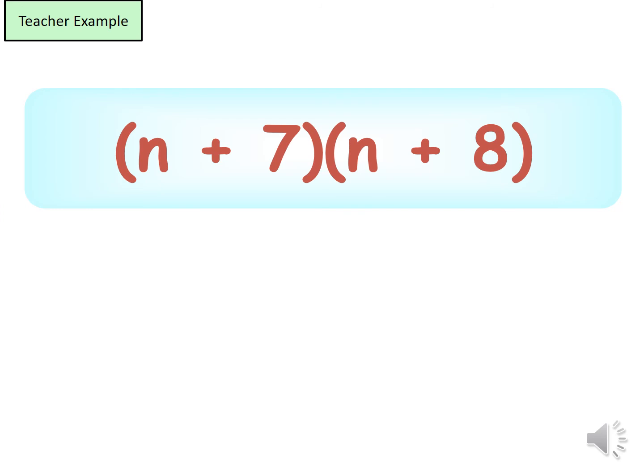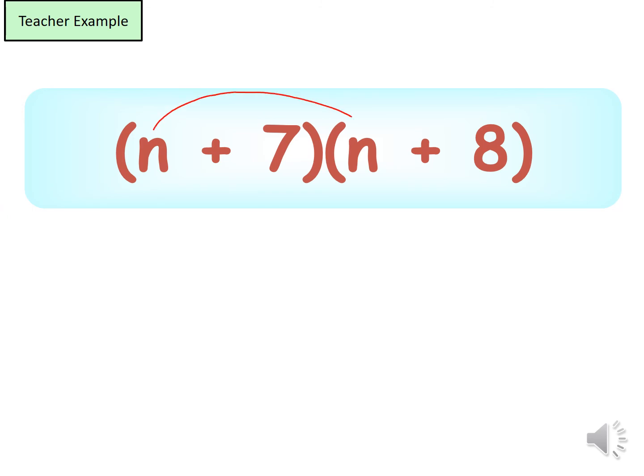Okay, next example on how to expand double brackets. Again, remember there is an invisible multiplication sign in the middle, in between both brackets. Okay, which means multiply one bracket by the other. So everything in one bracket has to be multiplied by everything in the other bracket. We're going to follow the method of FOIL. So for first, outer, inner, last. Okay, as we did in the previous example.